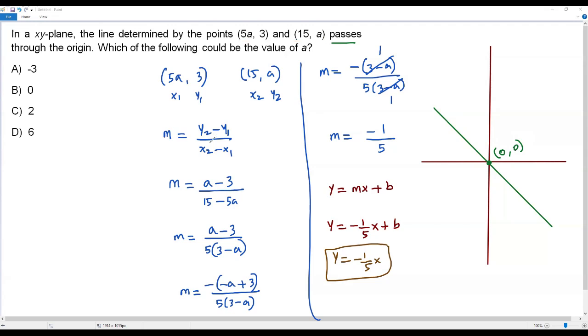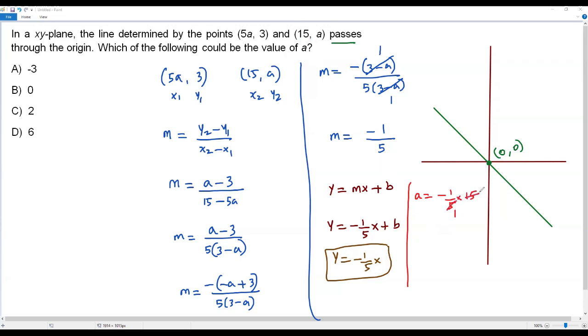Our aim is to find the value of a. For that, we have to plug one of these 2 points into the equation of the line and solve for a. I'm going to use the second point (15, a), because this point is on the line with the equation y equals negative 1 over 5 times x. For y, we plug in the y coordinate of the point, that is a, and for x we plug in the x coordinate, that is 15.